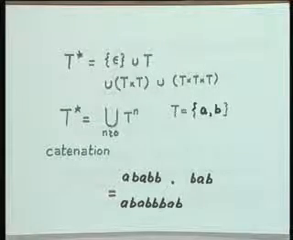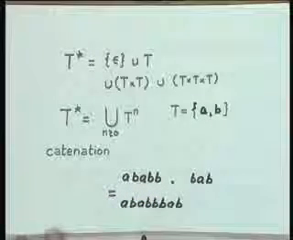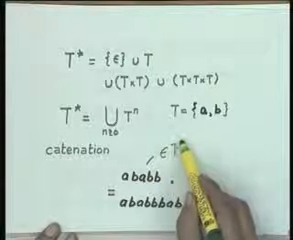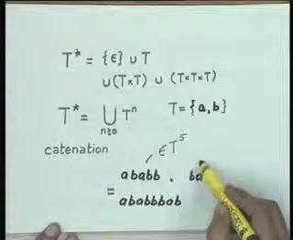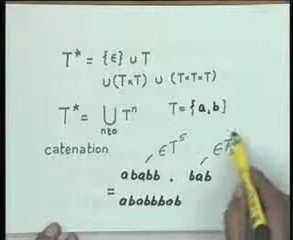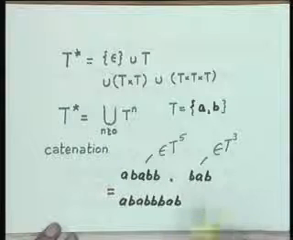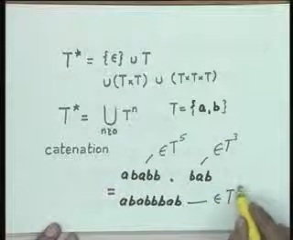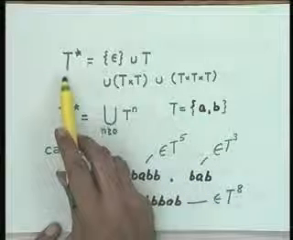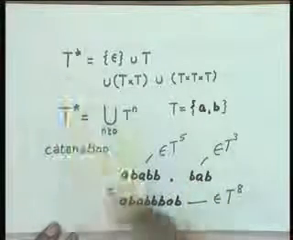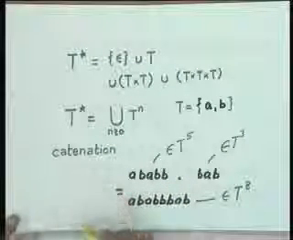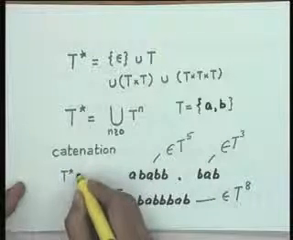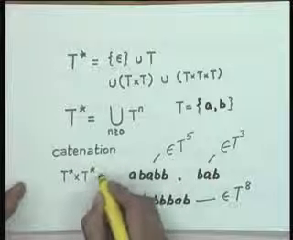So for example, this string is of length 5. So this belongs to the set T raised to 5. This string is of length 3. This belongs to the set T cube. And this string has a length 8 and it belongs to the set T raised to 8. And of course all these sets are subsets of T star. And so catenation is really an operation from T star cross T star to T star.